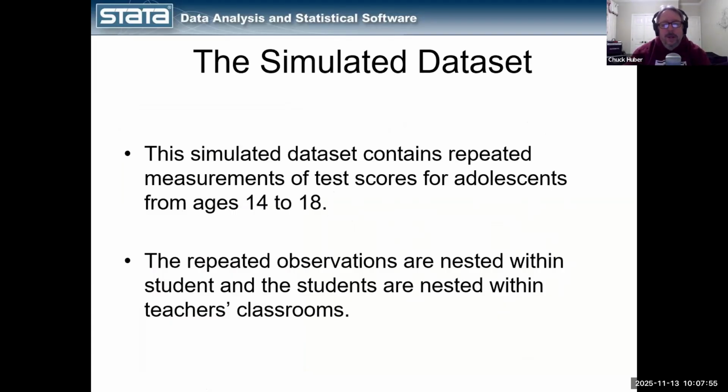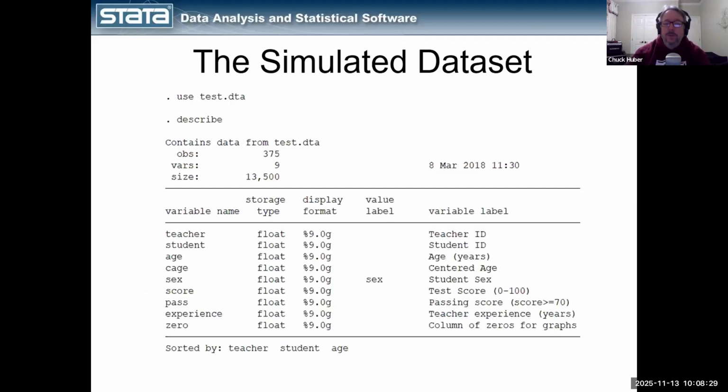I'm going to be using a simulated data set today, and it consists of repeated observations of test scores on adolescents from ages 14 through 18. And I can't emphasize this enough. This is completely fake. It's simulated data. But that's the idea. We have repeated measurements on test scores from ages 14 to 18. So the repeated observations are nested within students. We have multiple observations per student, and then the students themselves are nested within teachers' classrooms. And we'll talk more about the implications of that here shortly from a statistical point of view.